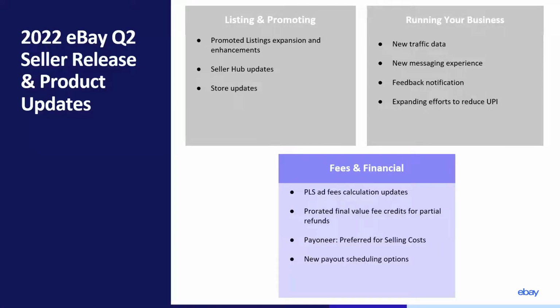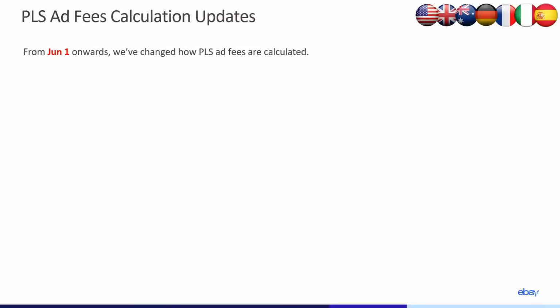Okay, the last module is fees and financials, which covers the PLS ads fee calculation updates, the prorated final value fee credits for partial refunds, Payoneer becoming a preferred selling cost payment method, and also the new payout scheduling options. Starting from June 1st, we have changed how PLS ads fees are calculated.